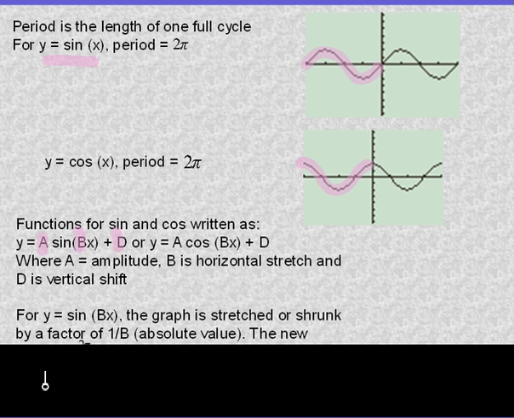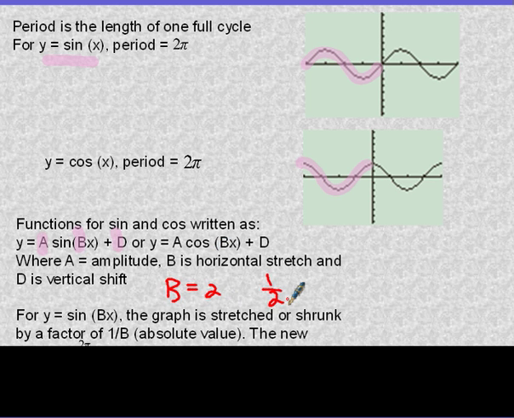So for y equals sine bx, the graph is stretched or shrunk by a factor of 1 over b. So just like all our other functions where we looked at transformations, when we're talking about the horizontal stretch factor, the stretch is actually 1 over the number that you see in your equation, and it's true of sine and cosine as well. So if we have a b equal to 2, we're actually going to have a stretch of 1/2, or you could say it's being shrunk by 1/2.